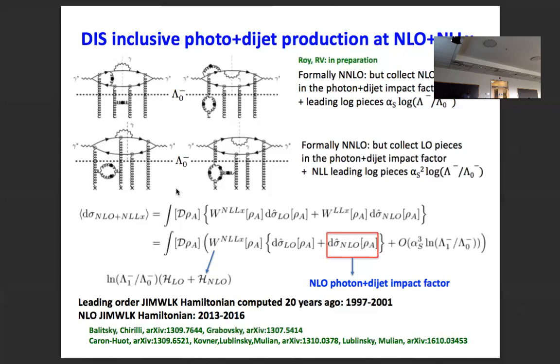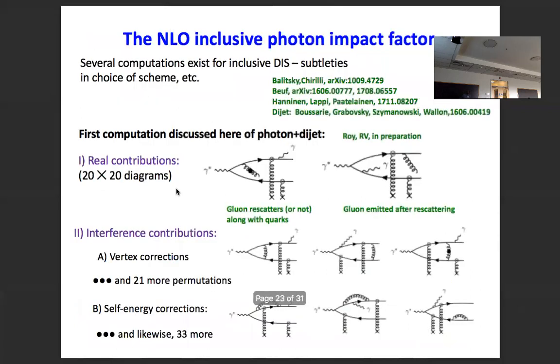So this is what we compute; this is the computation that we did. It took us 6 months, and it's almost done, so there'll be three papers appearing very soon. There was a lot of work done for the impact factor, and some of the people who have done this are listed here. All these calculations for the impact factor use light front perturbation theory, except for those of Ayala and collaborators.